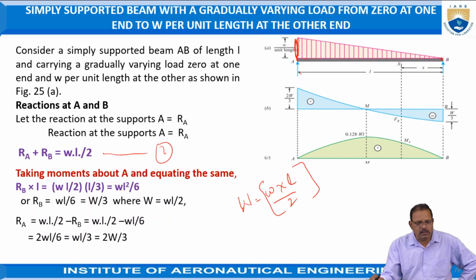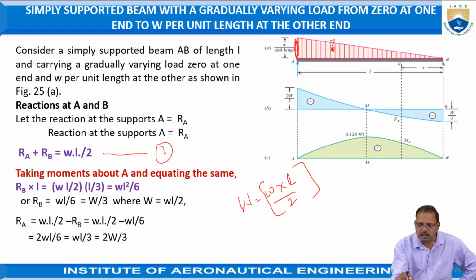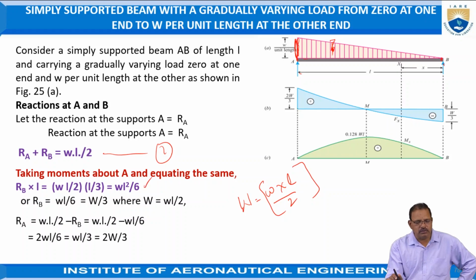The second one is taking the moments about a point, about this point. RB is moving in anti-clockwise direction, positive, so RB into L is equal to the total load, which is W into L by 2, but it is acting at the center of gravity. The center of gravity of the triangle is L by 3 from the base, that is from end A. Hence, it is equal to WL by 2 into L by 3, which is equal to WL square by 6 now. So RB is equal to, from this relationship we got WL by 6, or we can simply take it as W by 3. WL by 2 is the total weight already we determined, and RA is equal to 2 into W by 3 now.